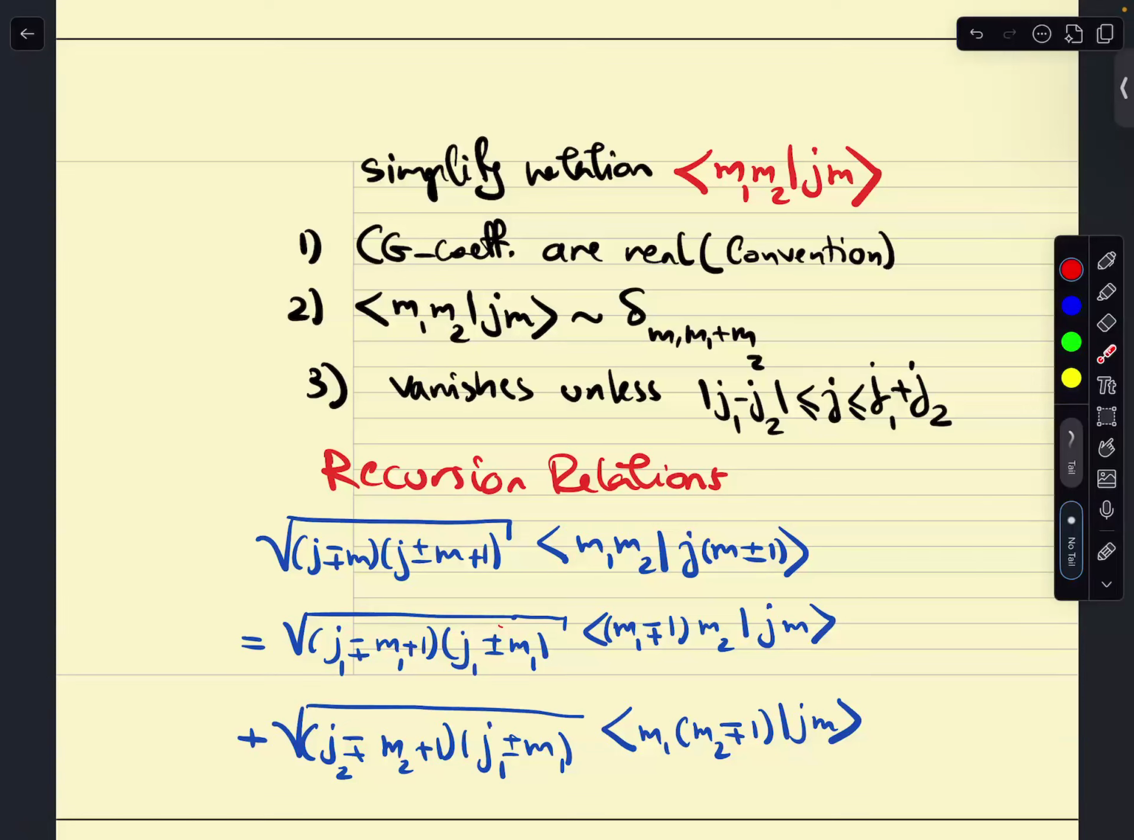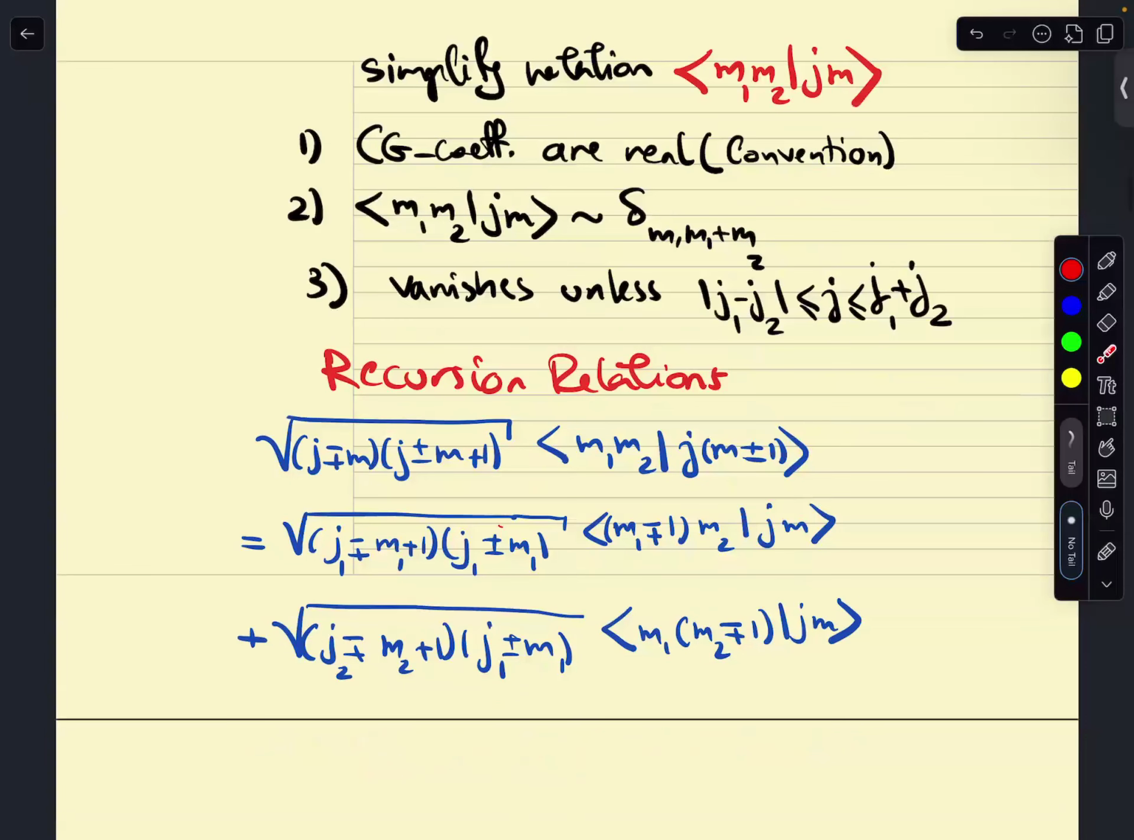So we said sometimes we use a simplified notation of M1, M2, JM. The Clebsch-Gordan coefficients are real. This was a convention. So if this is a unitary matrix and the matrix elements are real, the matrices are orthogonal. So the real unitary matrices are orthogonal, which means that they satisfy the matrix times its transpose equals identity. Okay. There are a bunch of properties that were listed for Clebsch-Gordan coefficients.